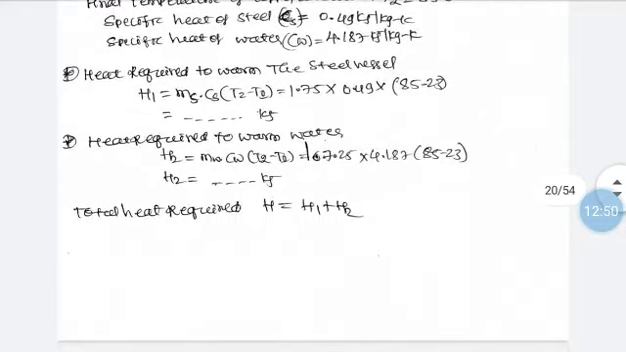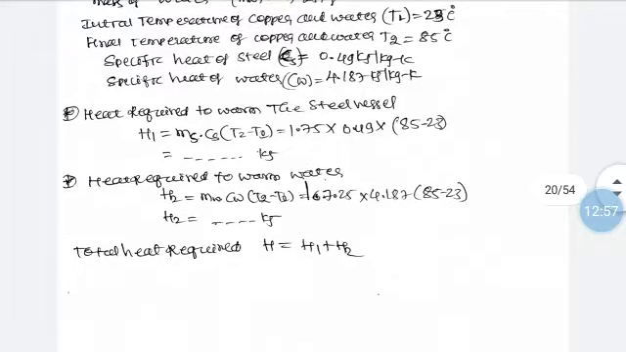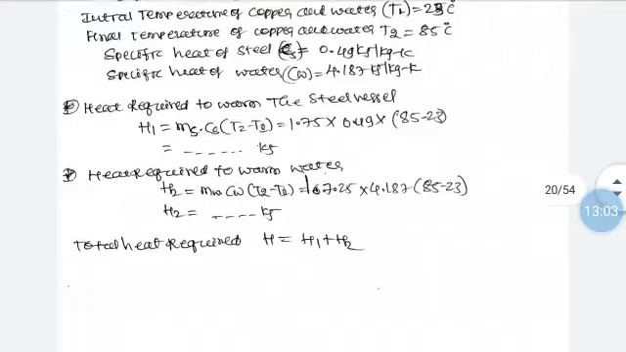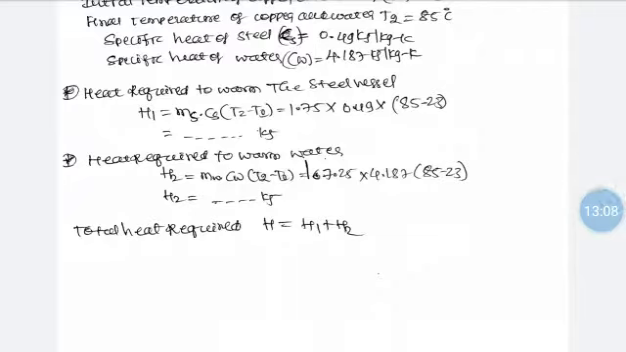So the heat required to warm the vessel is H1 is equal to mass of steel into specific heat of steel into bracket T2 minus T1, that is 1.75 into 0.49 into 85 minus 23. So if we calculate, we will get the value here. And heat required to warm the water is H2 is equal to mw cw, T2 minus T1. For the heat required to warm the steel we take the steel data, and for the heat required to warm the water we take the water data.